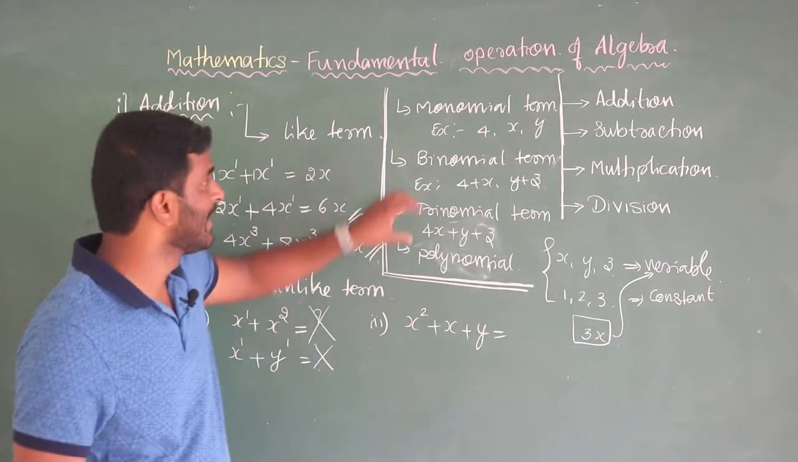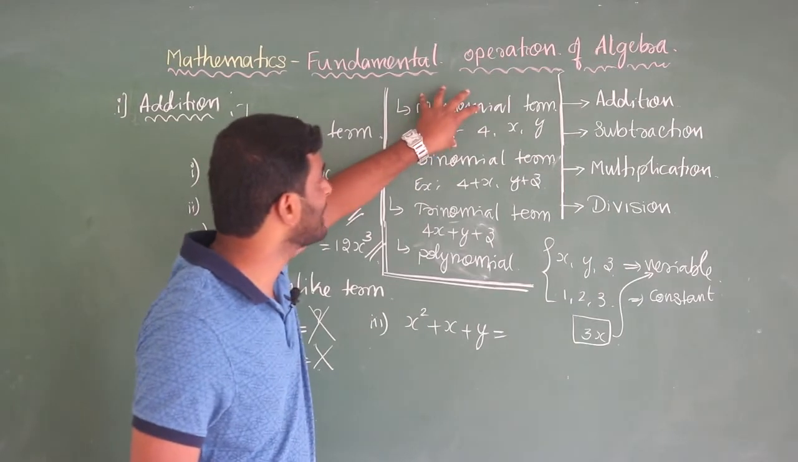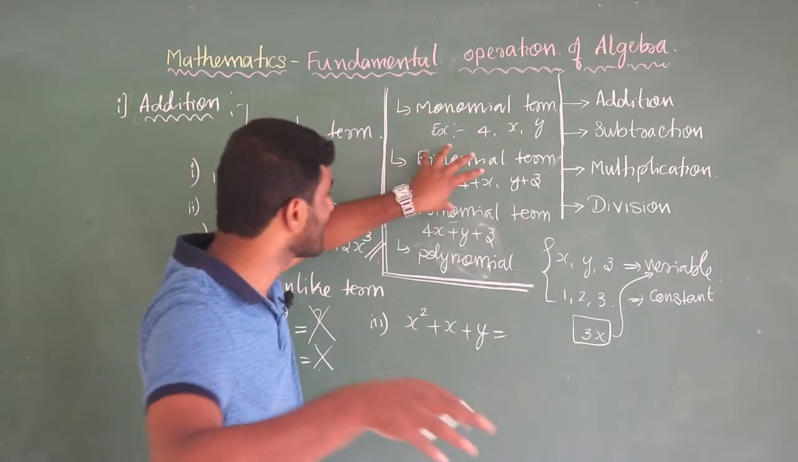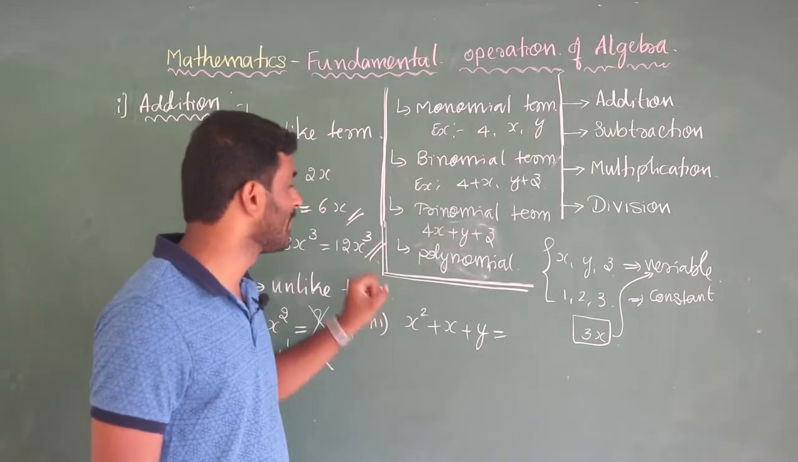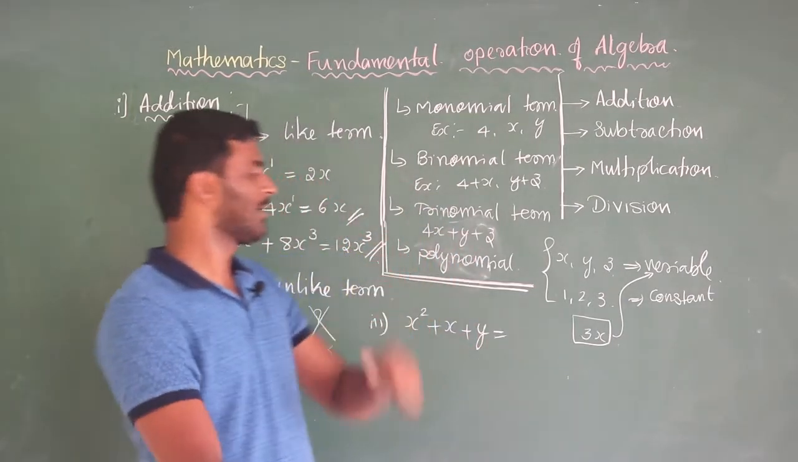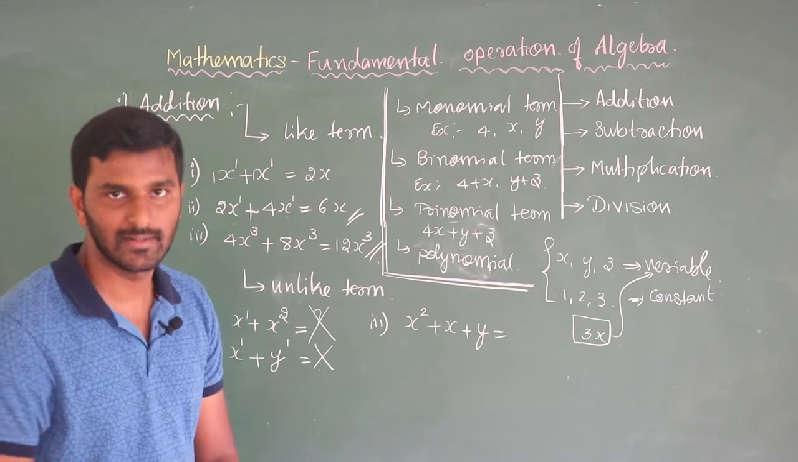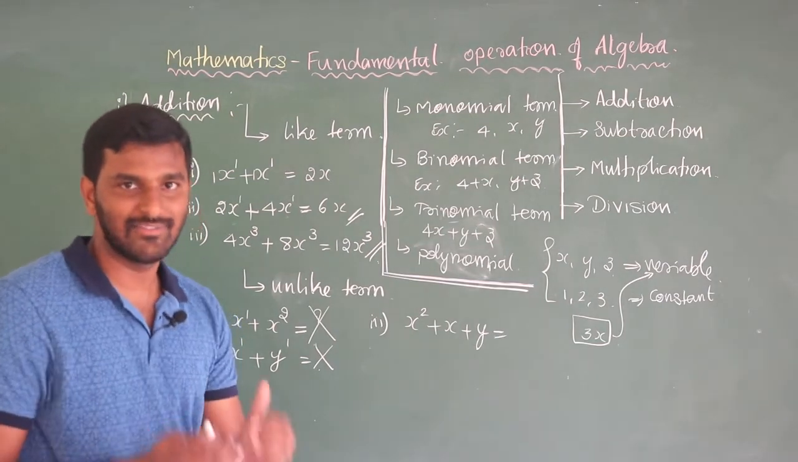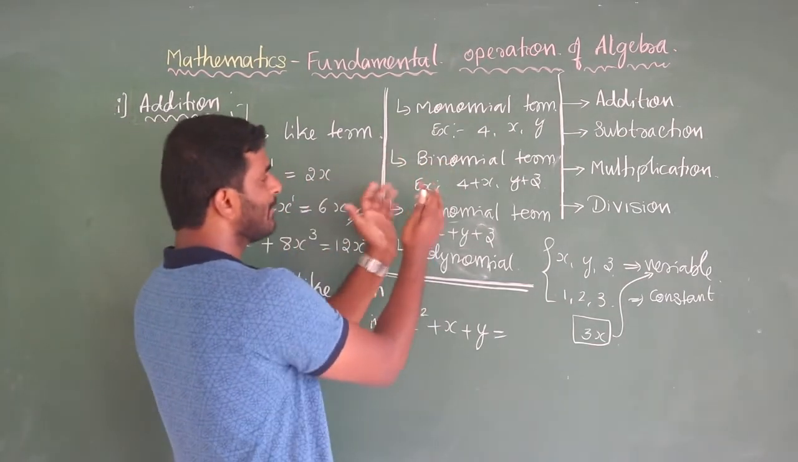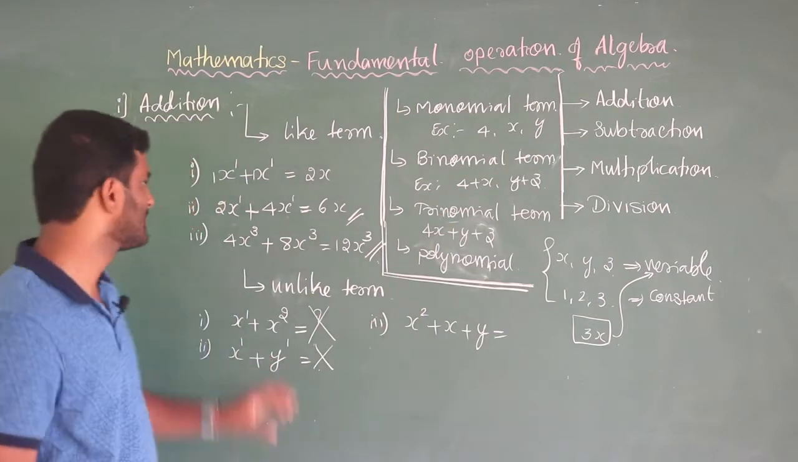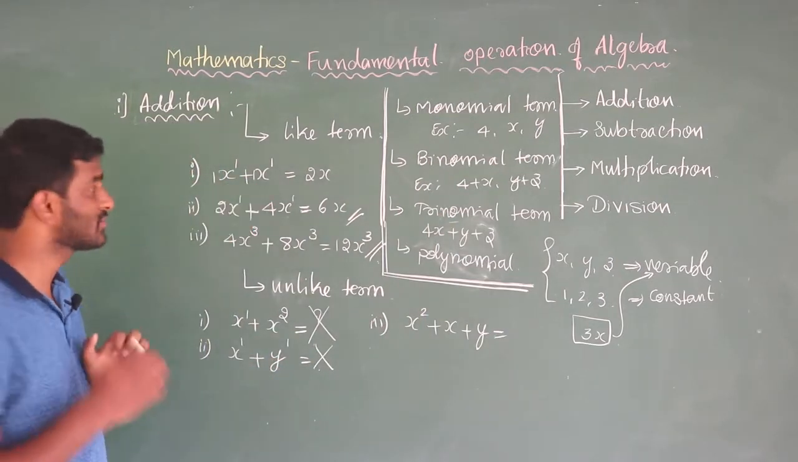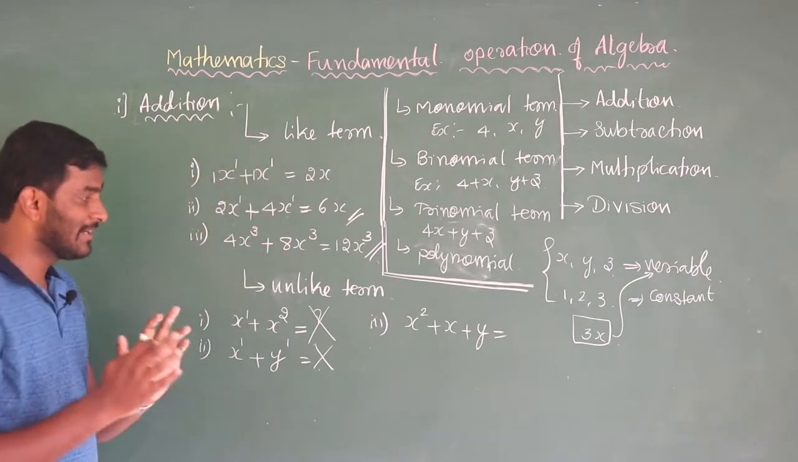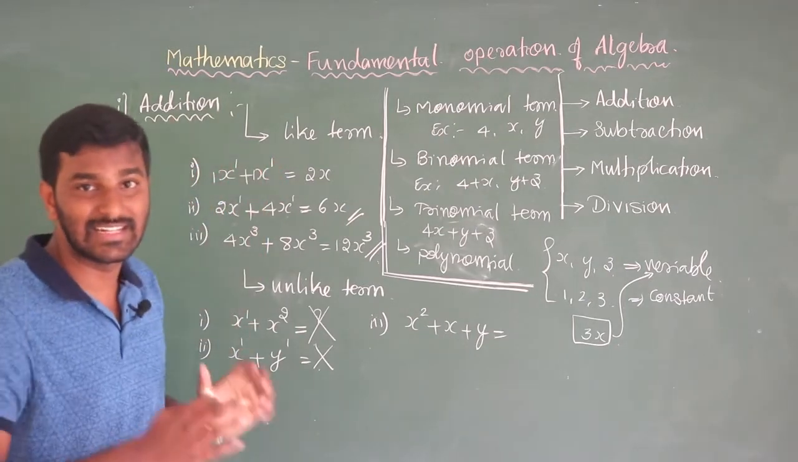Let me repeat. An algebraic expression containing 1 term, monomial. Containing 2 terms, binomial. 3 terms, trinomial. More than 3 terms, polynomial. Correct? We are adding monomials, binomials, trinomials. I'll give an example. Just we are taking the binomial terms. Understood?